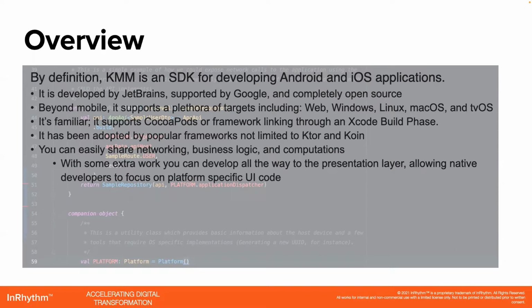Ktor, which is an HTTP client, and Koin, which is for dependency injection, and a wide range of other frameworks have already adopted it. So it'll be comfortable with Android developers as well. And as we'll see, it allows you to easily share networking, business logic, and many other computations. So first question is, how does it work?